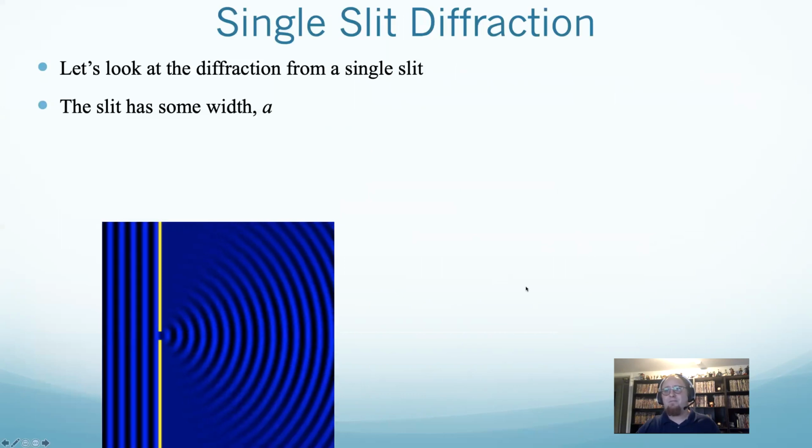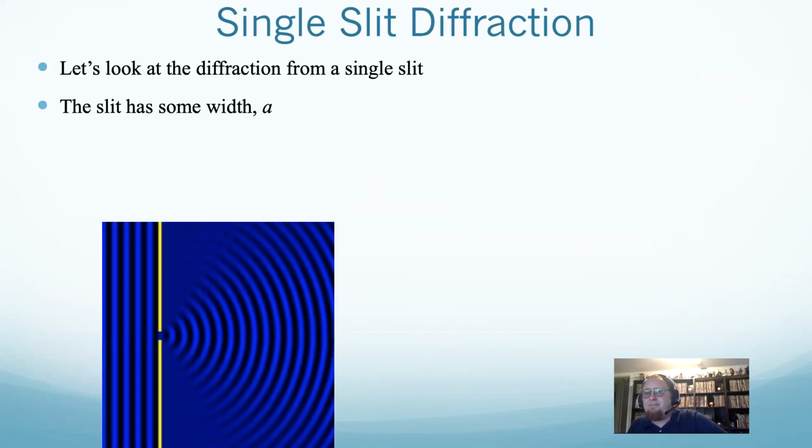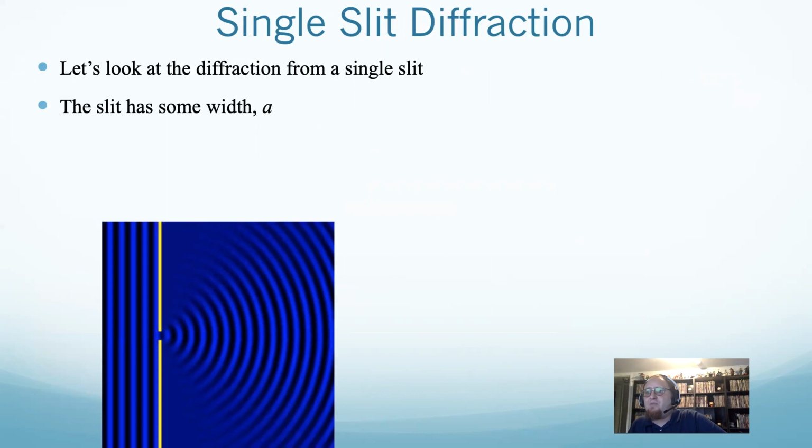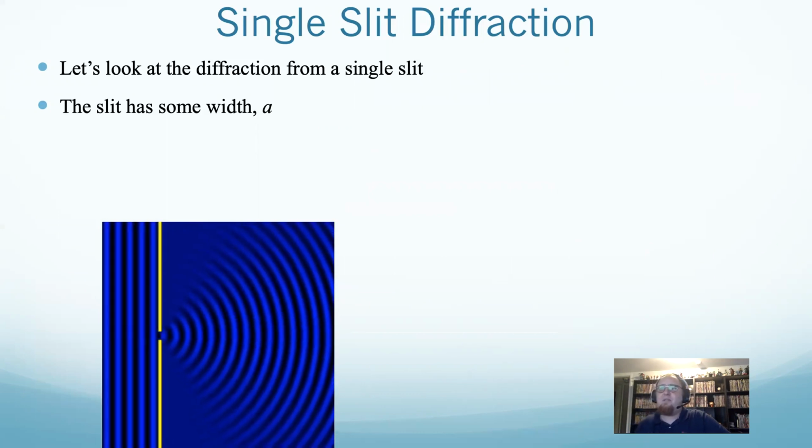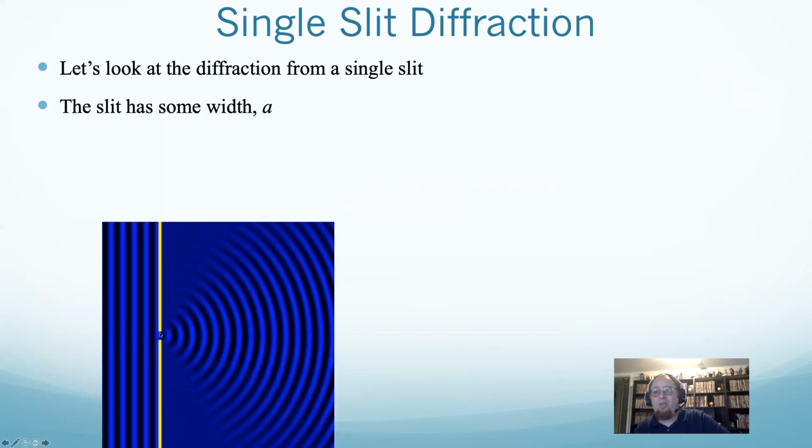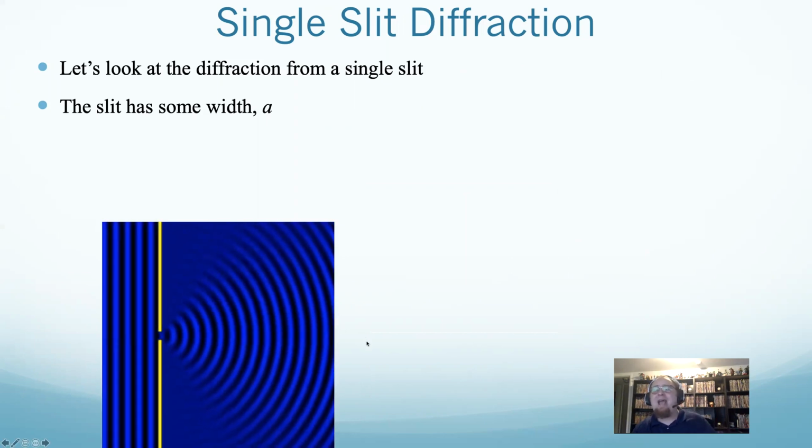Here's how it works. Here's my single slit, right? And as light comes from this single slit, it spreads out. But that slit has some amount of width. It has a width, we're going to call it A.